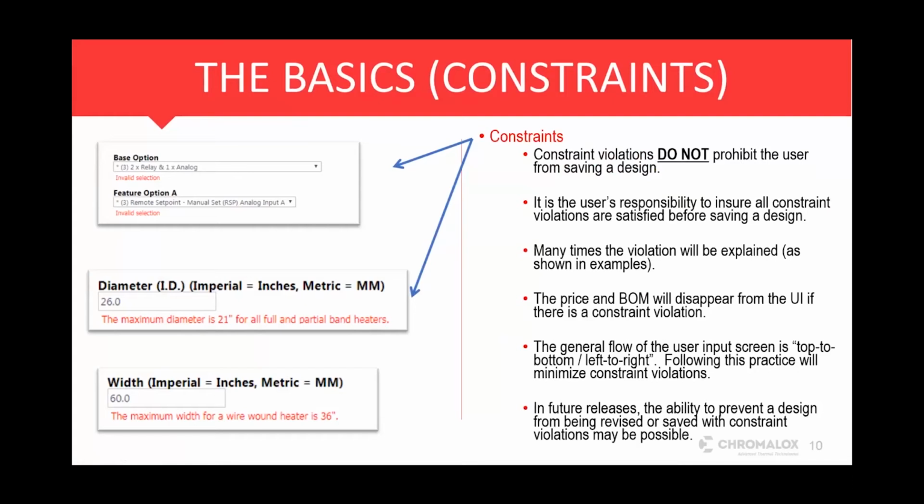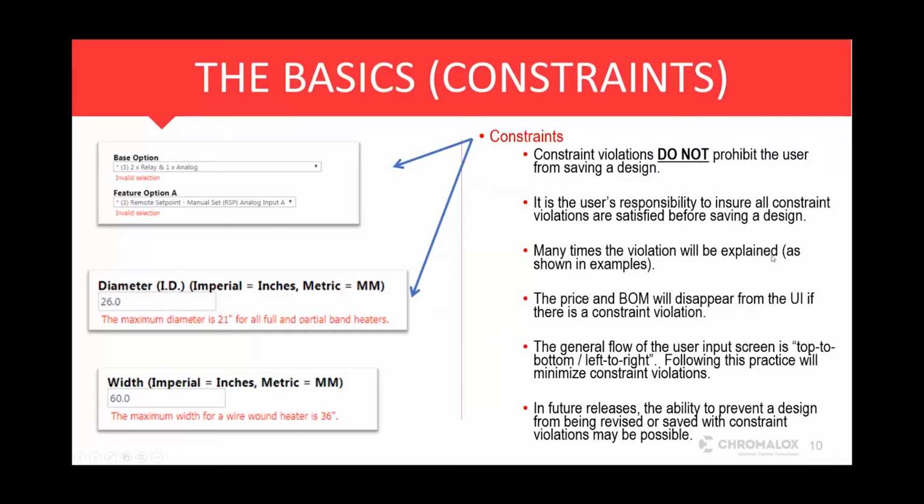Mark actually wrote some pretty powerful code for some other rules, and I'm thinking we can maybe massage that code into something for constraint rules that will prohibit you from saving the design, but at this point it won't. So just keep that in mind. If you see any constraint violations, don't hit save until you satisfy the constraints. It is the user's responsibility to ensure that all constraint violations are satisfied before saving a design.